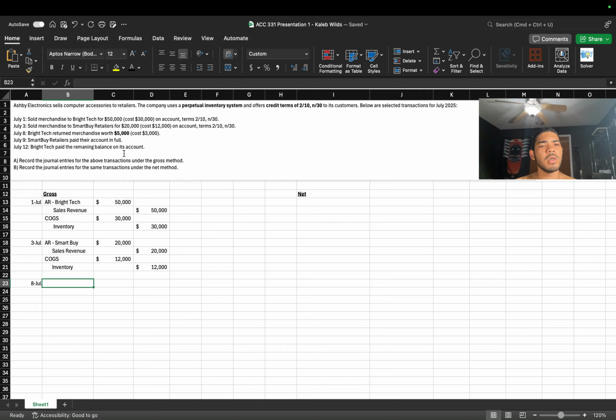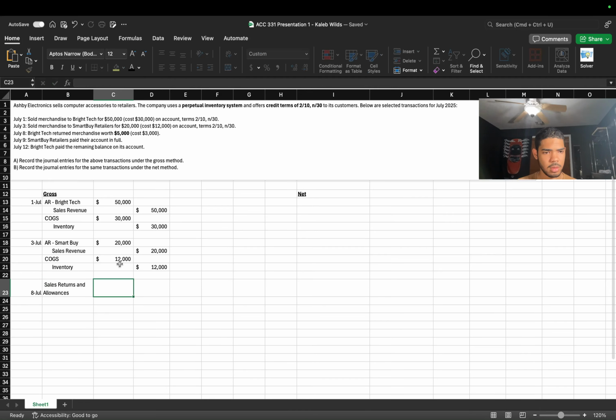So then moving on to July 8th, Bright returned merchandise worth $5,000 at a cost of $3,000. So this is within the discount period still. However, no cash has actually exchanged hands, so we don't have to worry about discounting anything because no one's paid for anything. So the account we're going to use here is sales returns and allowances for $5,000. And this means because of returning it, they're no longer going to owe the amount of the merchandise they just returned.